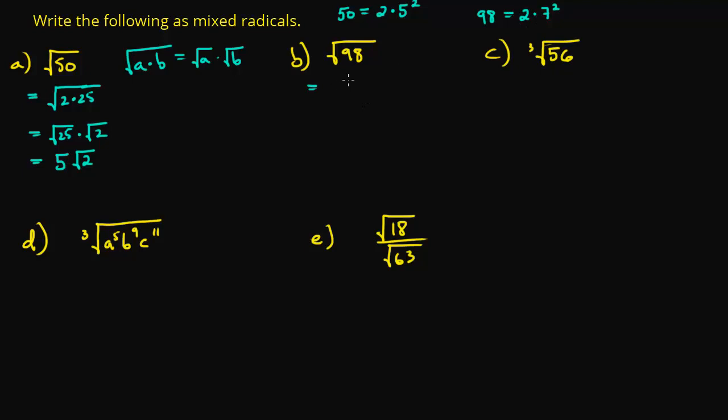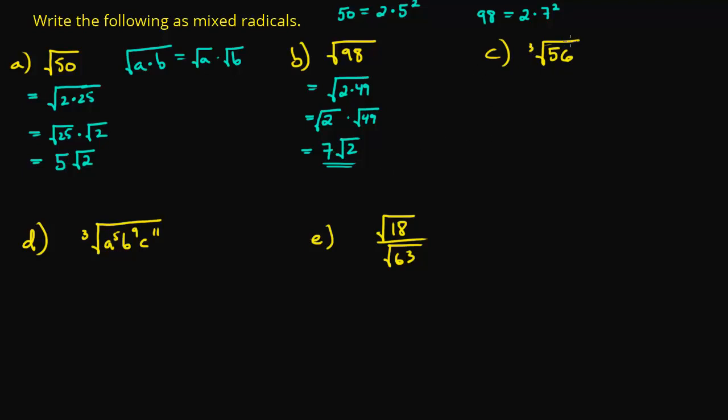So I can rewrite this as the square root of 2 times 49, which is equal to the square root of 2 times the square root of 49. And the square root of 49 is just 7. So I'll rewrite this as 7 root 2. And this is in mixed radical form. This is a mixed radical.